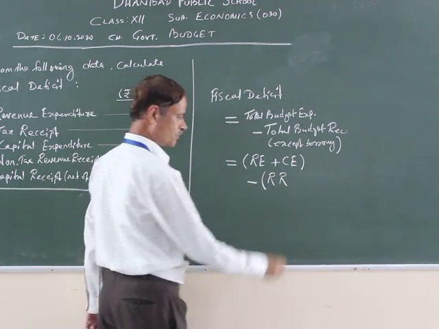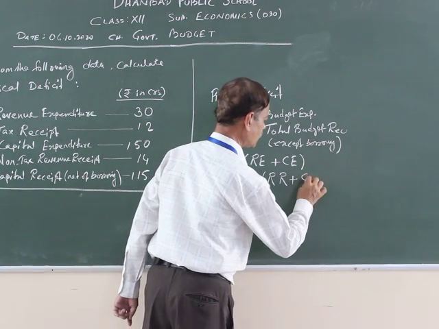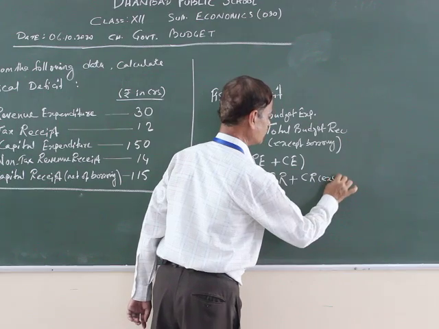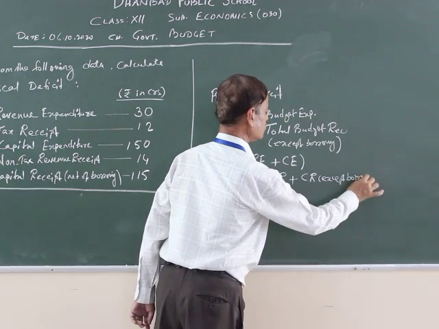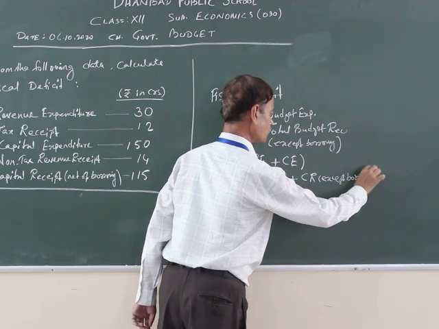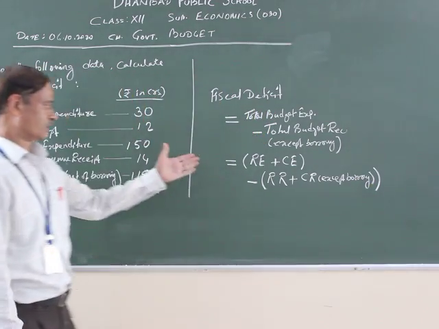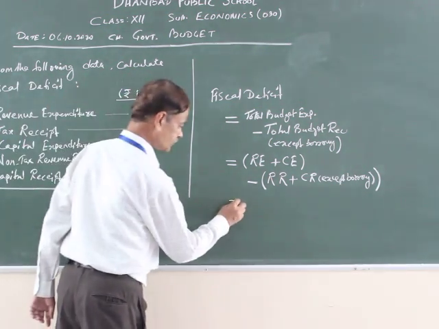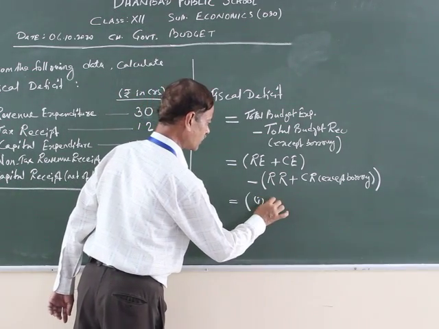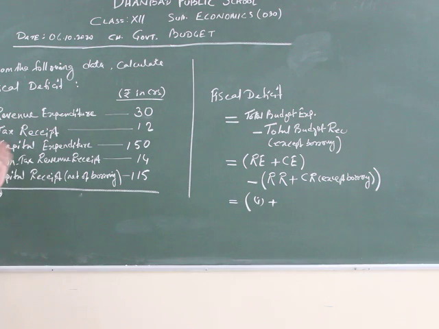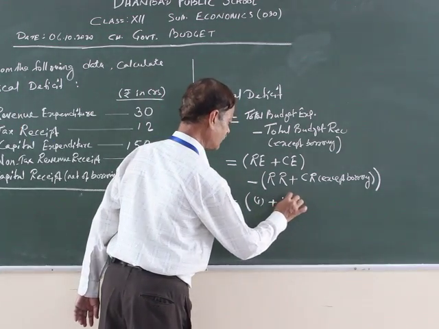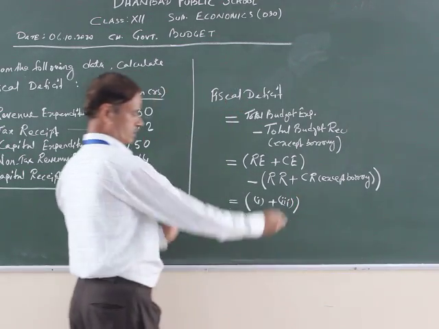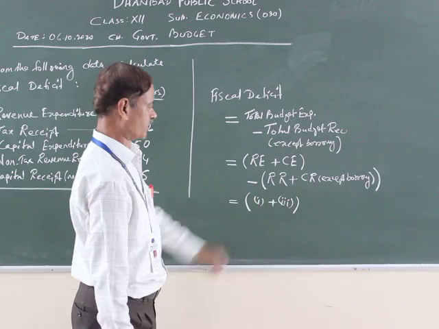Minus total budget receipt except borrowing, which is the sum of revenue receipt plus capital receipt except borrowing, or net of borrowing. Now you see revenue expenditure is given in item number 1, so it is equal to item number 1 plus, let us see whether capital expenditure is there or not. We go through the items. You see the third item is capital expenditure, so here we have to add this third item. These two together give us the total budget expenditure.